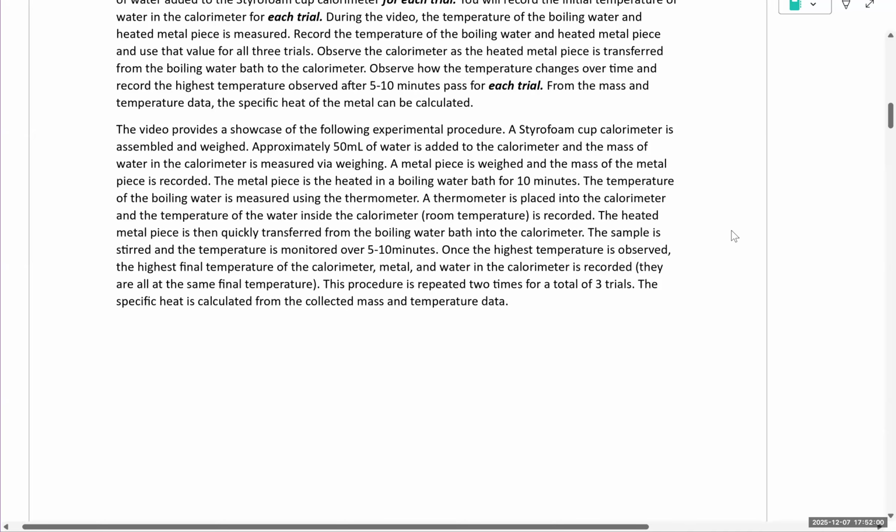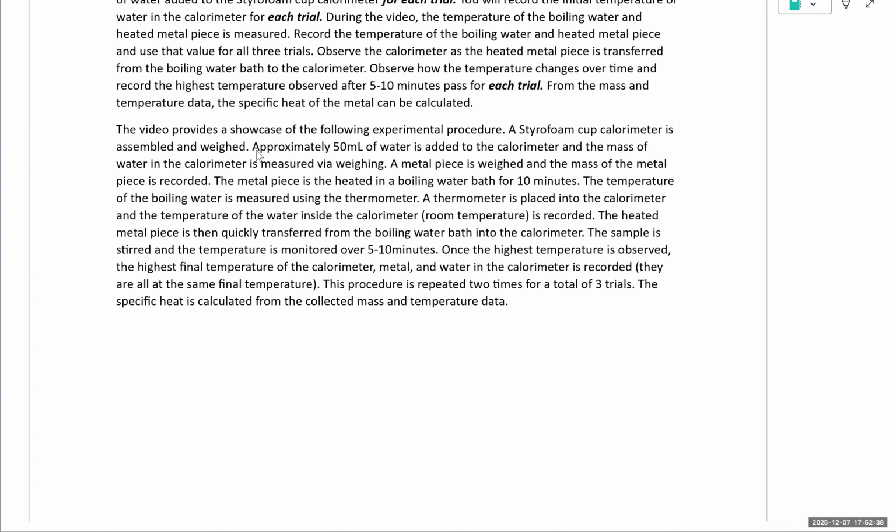So, what is the video showcasing? The video showcases the following experimental procedure. A styrofoam cup calorimeter is assembled and weighed. The calorimeter is essentially an insulated system that minimizes heat exchange with the surroundings. We're going to place about 50 mL of water into the calorimeter, and we're going to weigh the amount of water in the calorimeter. A metal piece is then weighed, and we're going to record the mass of the metal piece. We're then going to take that metal piece and heat it in a boiling water bath.